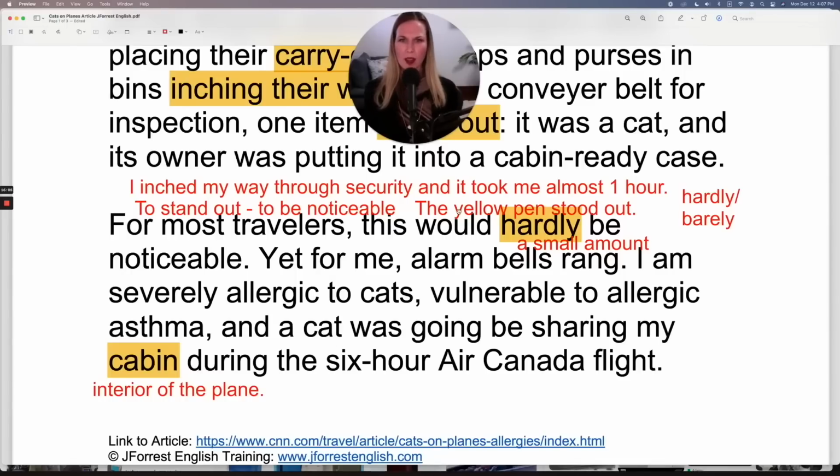All right, what else? Oh, severely. So severely, this is an adverb, and it's saying to a large degree. So remember, hardly was small, but then severely is to a large degree. So in certain contexts, you could think of them as opposites. So this is to a large degree.